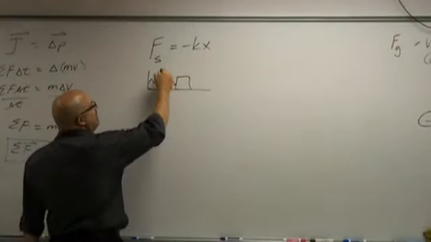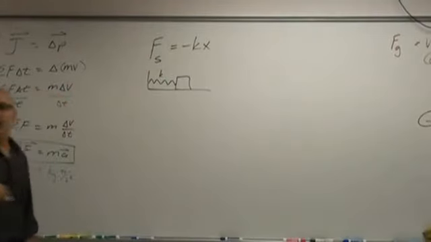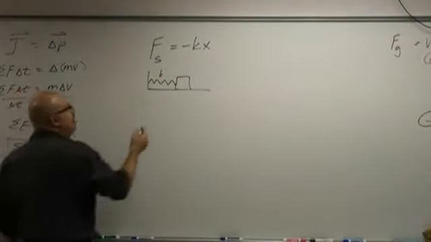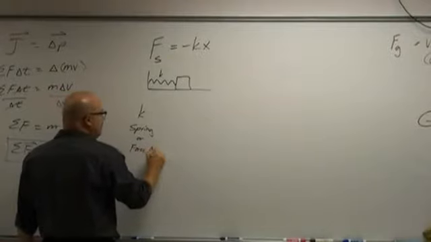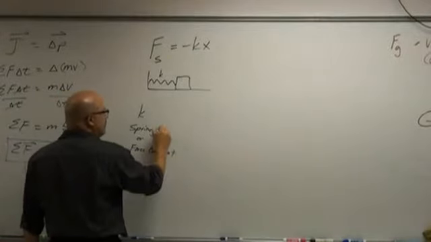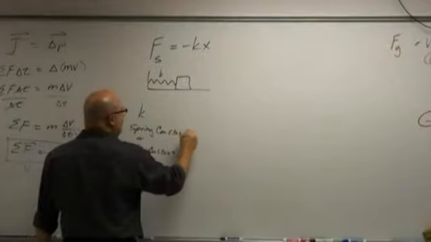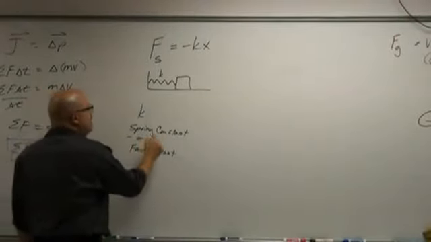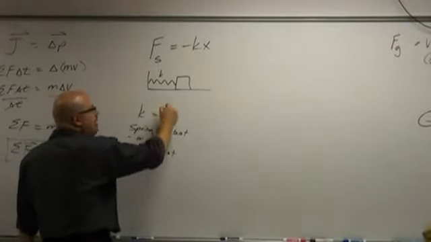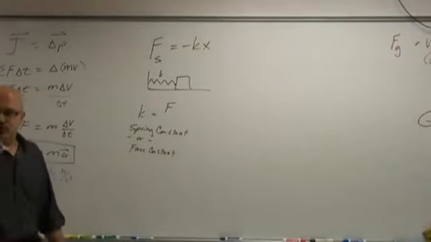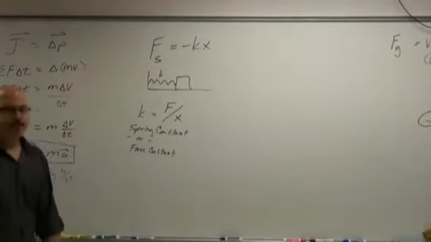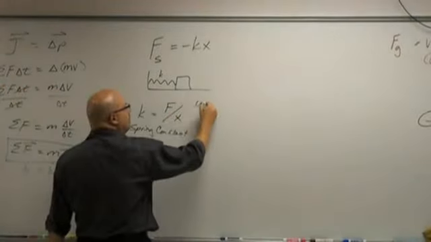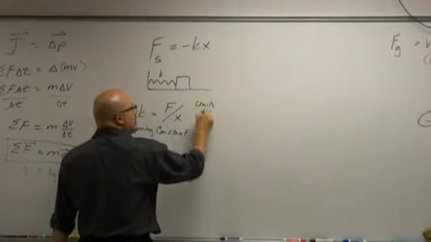Okay, if you have a spring, it has a constant. It's sometimes called the force constant or the spring constant. A spring constant, or force constant, is equal to the amount of force it takes to stretch the thing a certain distance. Okay? So it's going to have units of newtons per meter.